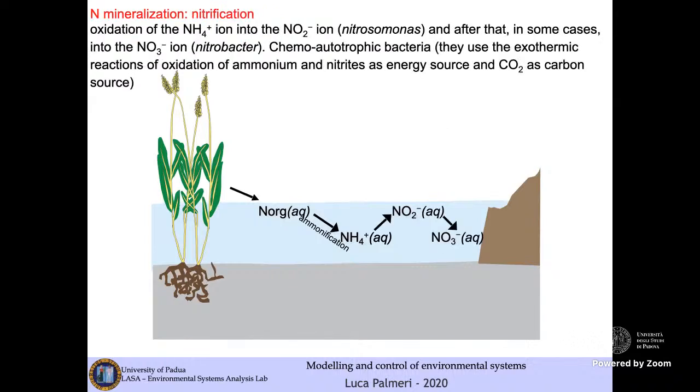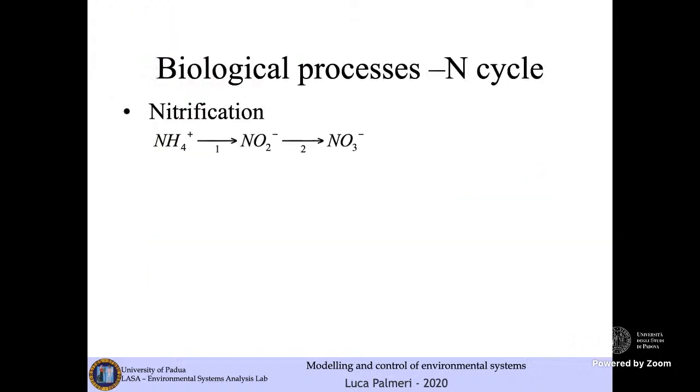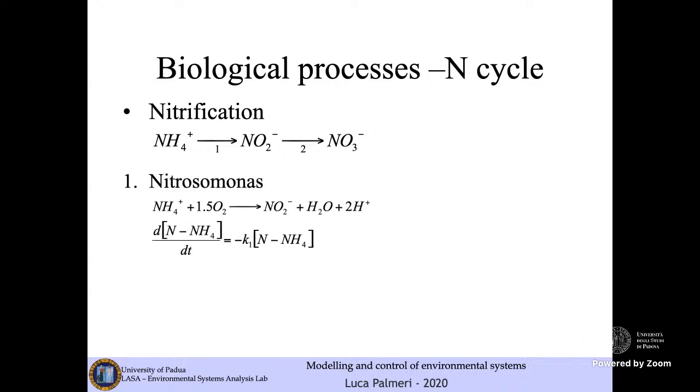Mineralization, nitrification, so it is oxidation of ammonia. I'm not spending too much time because I am sure you have already seen all these processes in other classes. The biological process that is relevant in the nitrogen cycle is nitrification. Nitrification is the conversion of ammonium nitrogen into nitrite and nitrate. You may also call this ammonia oxidation.